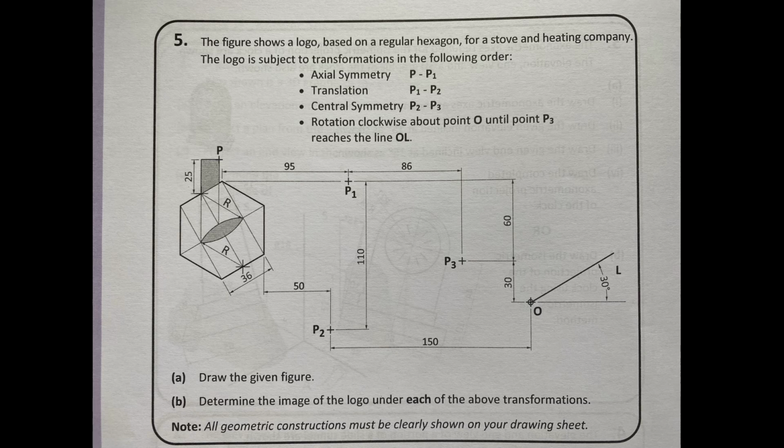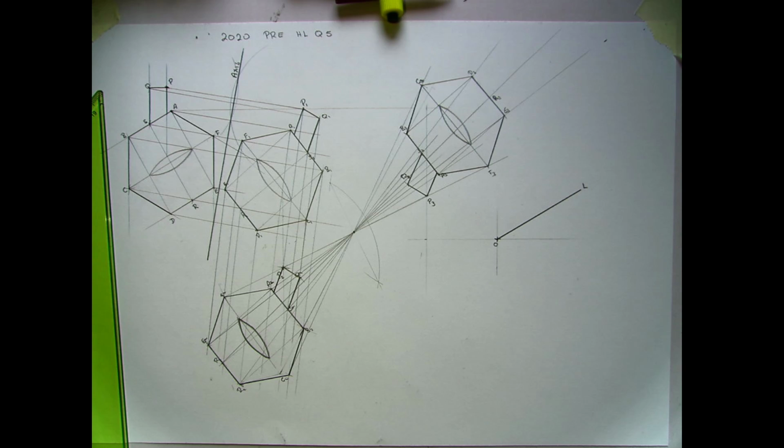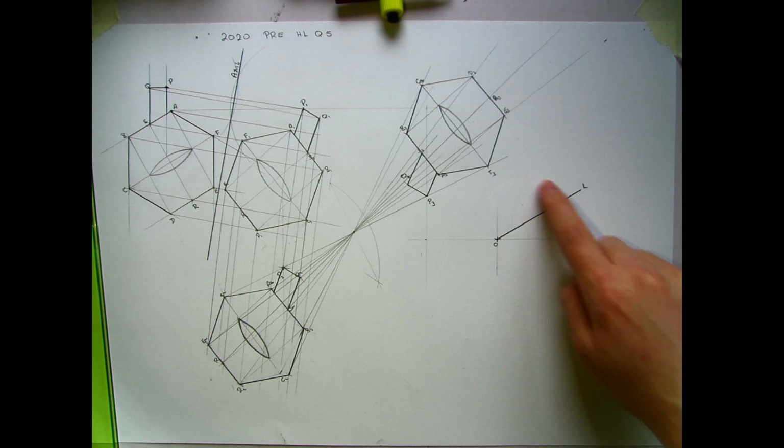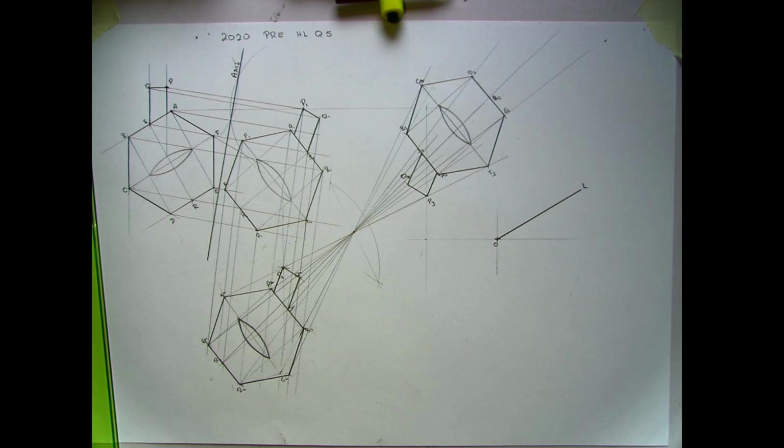So the final part of this question is the rotation clockwise about point O until point P3 reaches the line OL. I'm going to do that in a separate video just so that I can focus in on that much of it a little bit more. So just for now, this is the question with 3/4 of it finished. We still have the rotation to do down over here with center point of O.